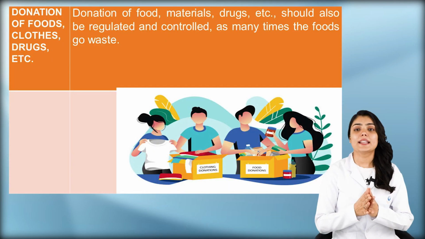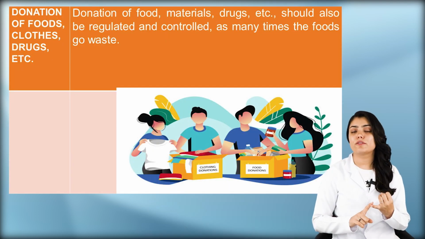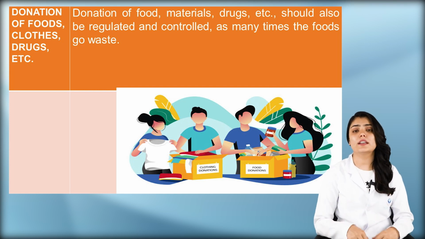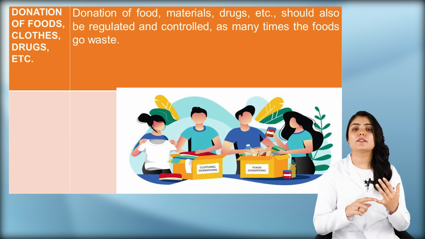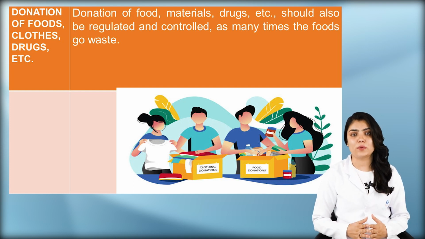It may become overcrowded and the hospital workers may not be able to handle the crowd. Therefore, a proper blood donation camp can be conducted in order to collect the blood as and when it is required by the victims. The next problem that can be seen during disasters is donation of food, clothes, medication, etc. Even though people come forward to donate, it must be controlled and regulated.